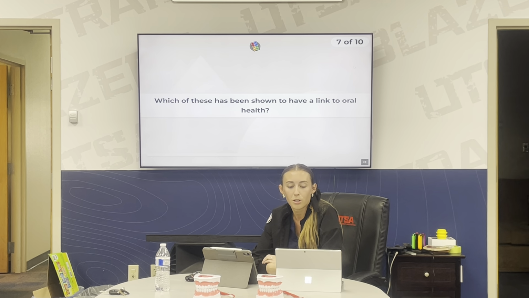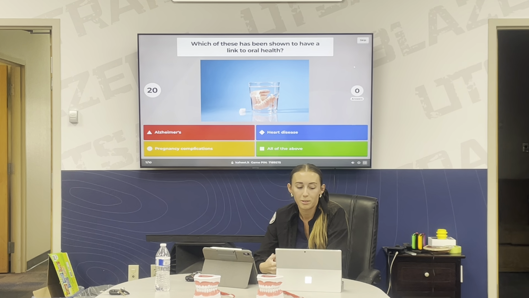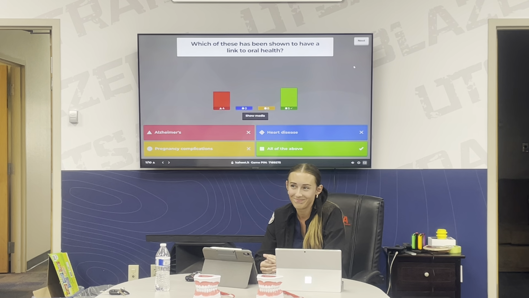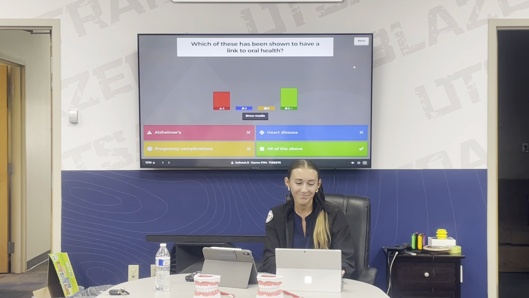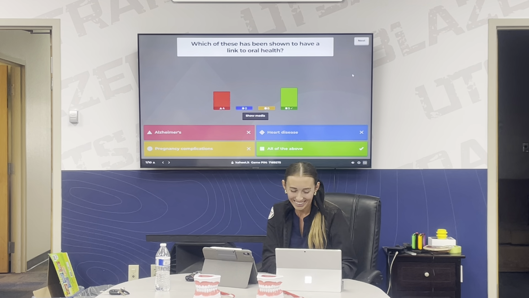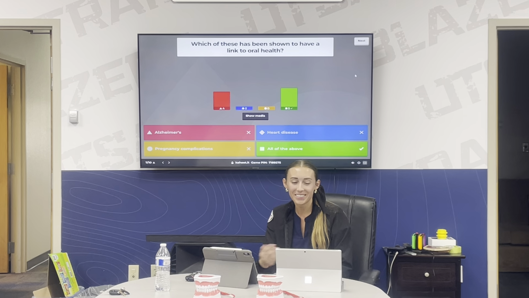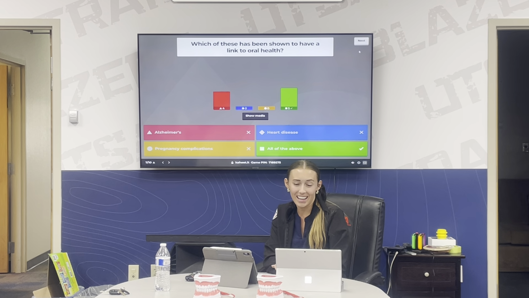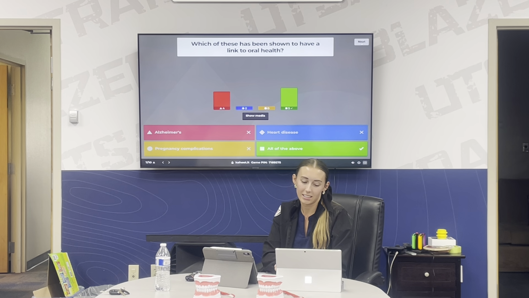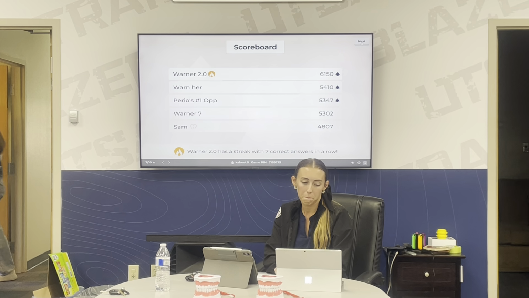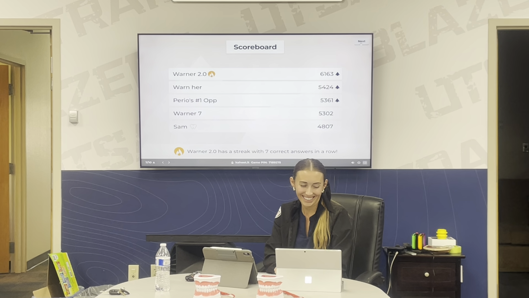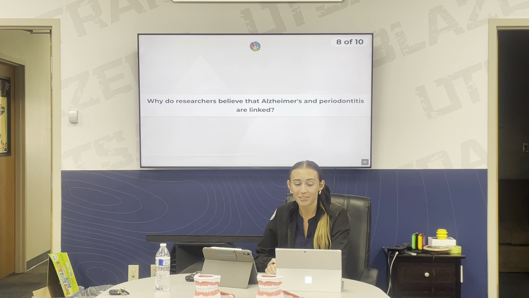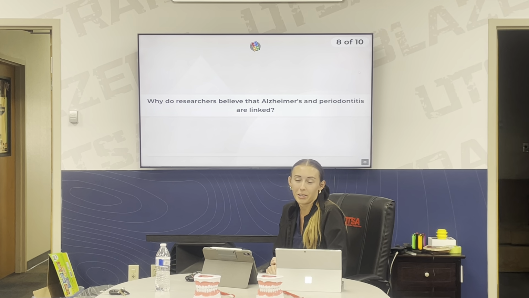Which of these has been shown to have a link to oral health? Good job. All of these have a link to oral health. On the bottom, Alzheimer's, heart disease, and pregnancy complications. So why do researchers believe that Alzheimer's and perio are linked?